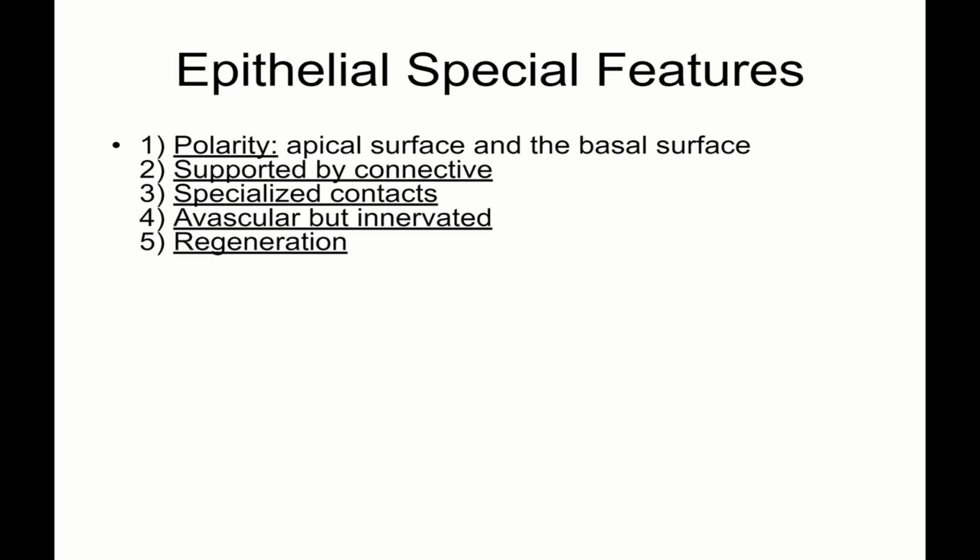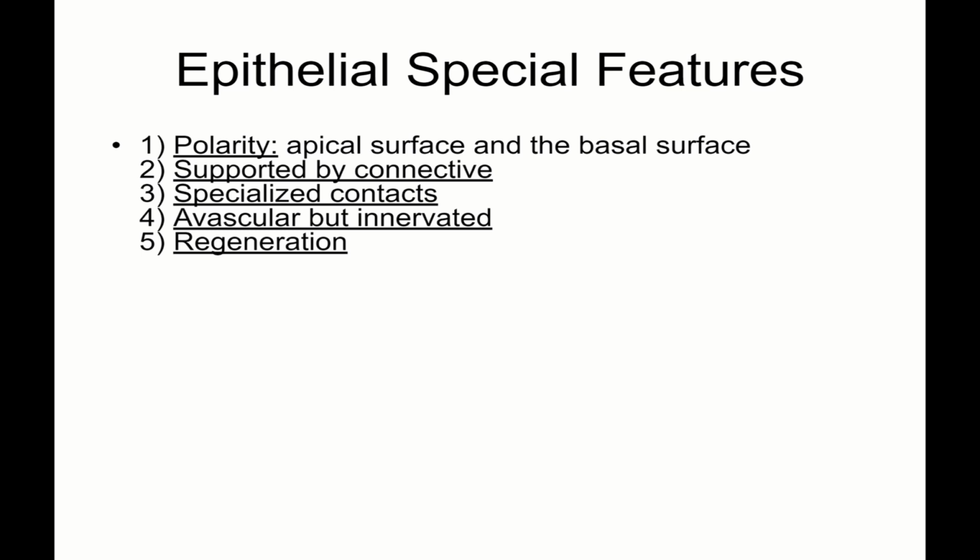Epithelial tissue has an apical surface, which is where it's carrying out its function, and then it has a basal surface. And that basal surface is really just connecting it to the surrounding tissue. So that's what we see with polarity, is that it has a functioning side and then it has a connective side. Speaking of connective, it is supported by connective tissue, and we'll talk about the different types of connective tissue, and you'll see how that functions a little bit later.